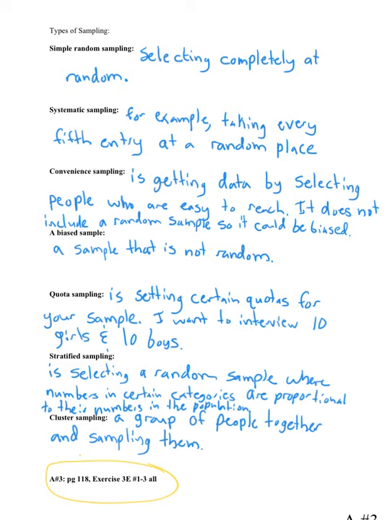Another good example would be, let's say we have 1,000 students at Sunset and we have 250 in each grade. So I want to get 100 students together and I want to make sure I get 25 from each grade to represent my sampling. That would be stratified sampling. So I'm specifically trying to match the population, but on a smaller scale. Okay? Those are all important types of sampling.